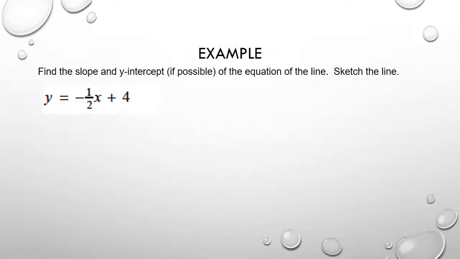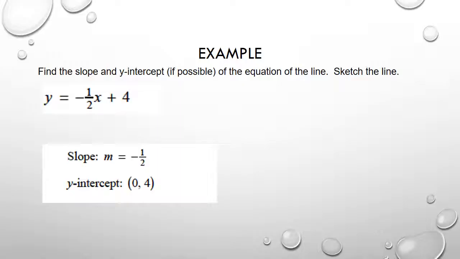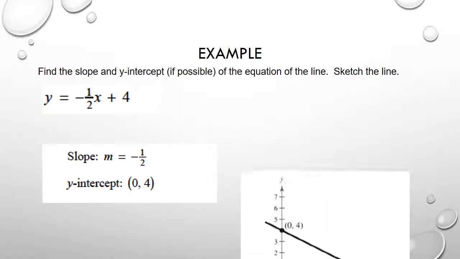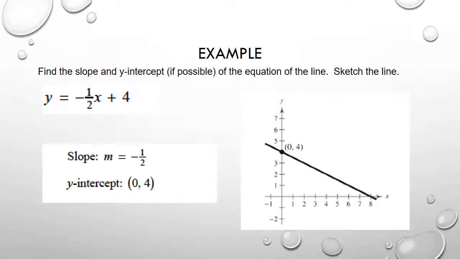Now let's try this example. Find the slope and y-intercept, if possible, of the equation of this line, and then sketch the line. Pause the recording to try this and resume the recording to check your answer. Okay, you should have gotten that the slope is -1/2 and the y-intercept is 0, 4.